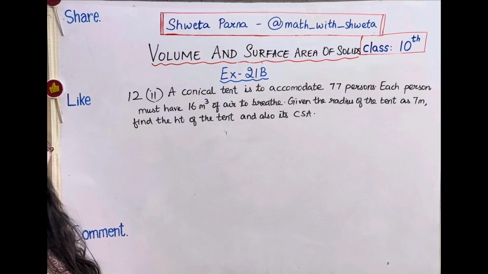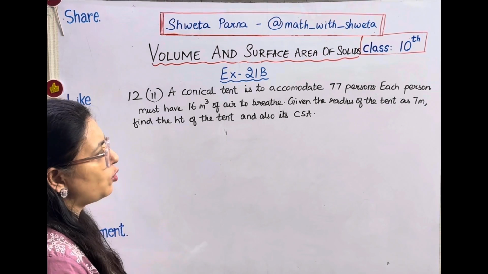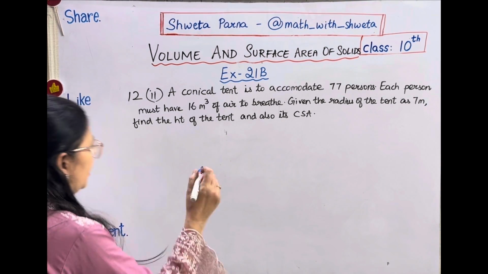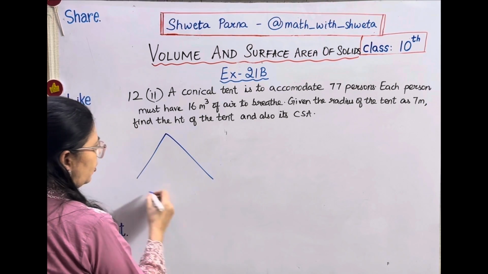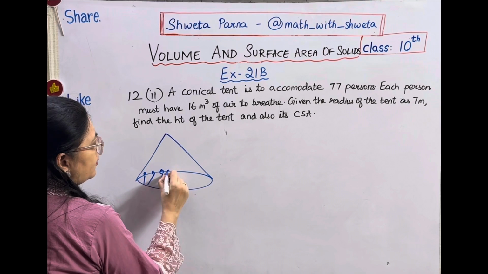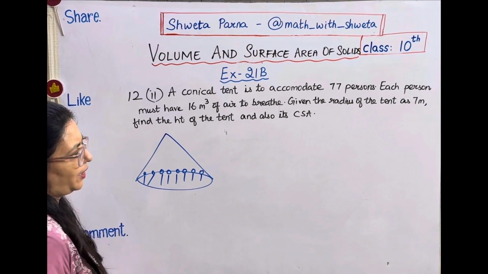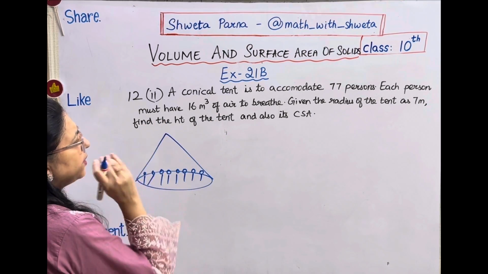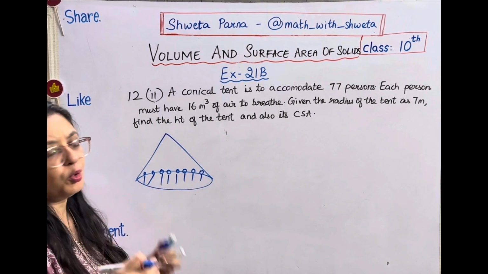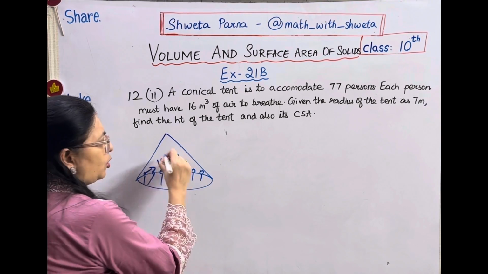Let's go to the 12th question. The second sub question of 12. A conical tent is to accommodate 77 people. Let's imagine this is a tent. Okay. Now in this tent there are 77 people living. Just for example, each person must have 16 cubic meters of air to breathe. Each person breathes 16 cubic meters of air.